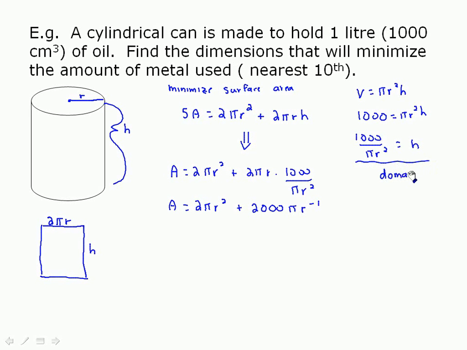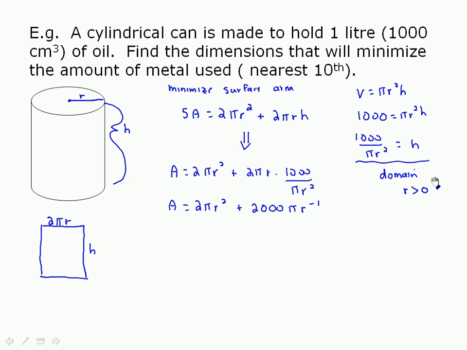And the only reasonable restriction I can think of with this is that the r has to be greater than 0. If you do not have a radius that's a positive number, then you don't have a cylinder. And the same thing would be true with h, that h has to be greater than 0. It shouldn't really affect us too much.